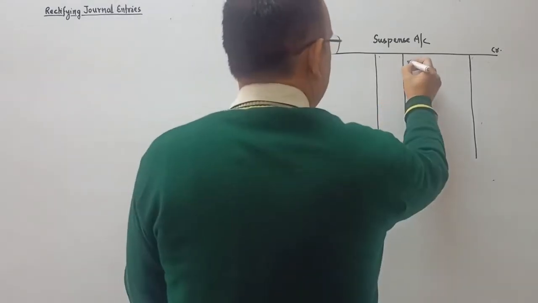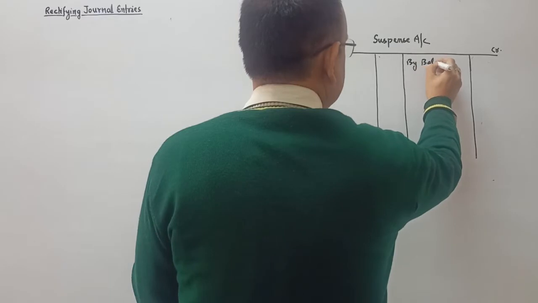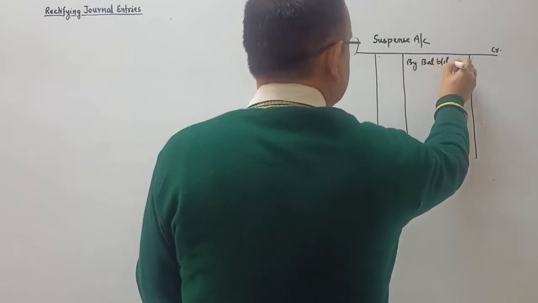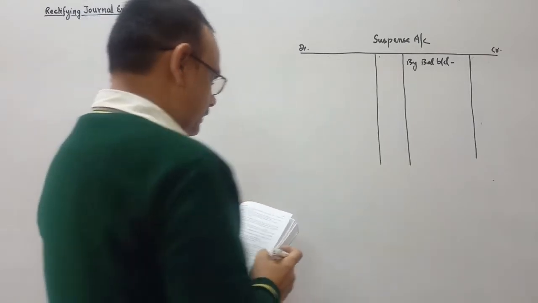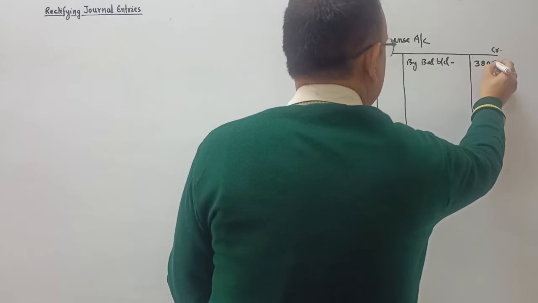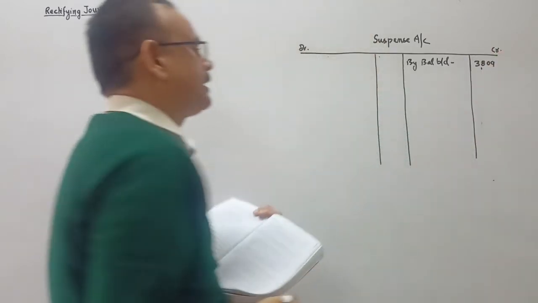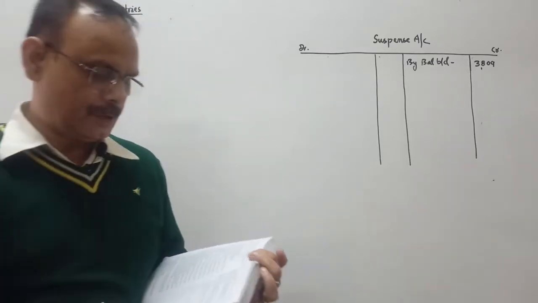So I'm going to write over here by balance brought down. In the ledger of suspense account, credit side, I am going to write the balance is 3,809 rupees. 3,809 rupees is the opening balance of suspense account.